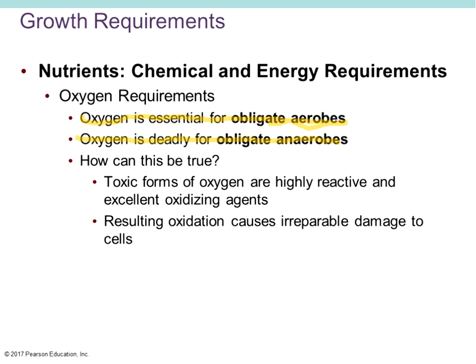So in order to deal with oxygen in its normal molecular form, organisms have to have certain enzymes to help deal with the free radicals that can be made and that toxic form of it. Two of the three enzymes that are required are superoxide dismutase and then peroxidase.